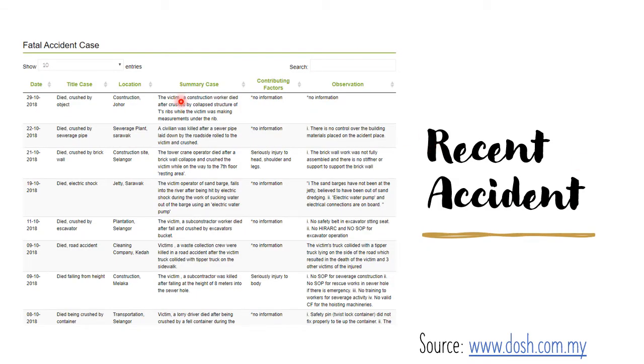These are some recent fatal accidents. You can get this kind of data at dosh.com.my. So you can see the function of dosh.com.my, the Department of Occupational Safety and Health Malaysia, one of the functions is to collect the data and do some analysis and database related to accidents in Malaysia.